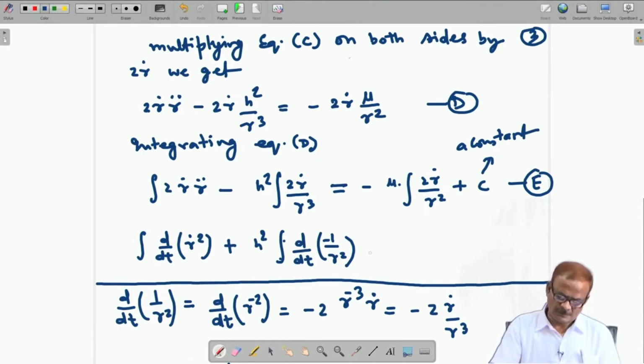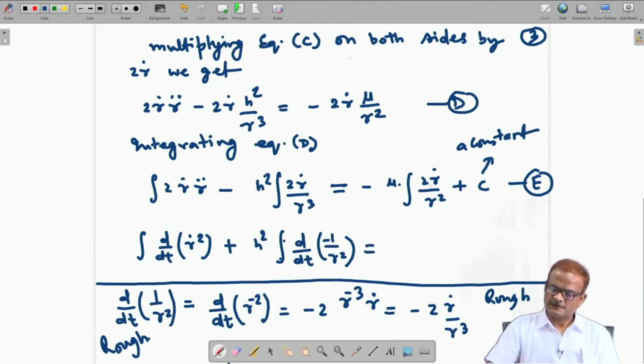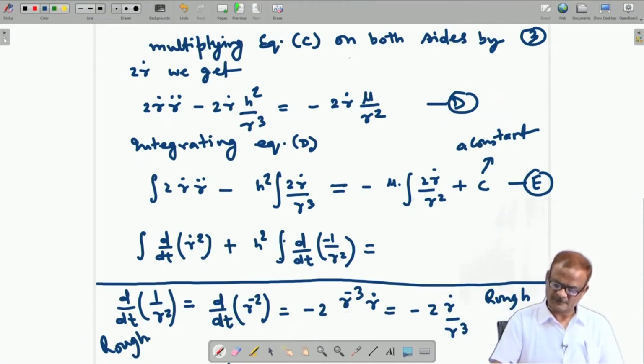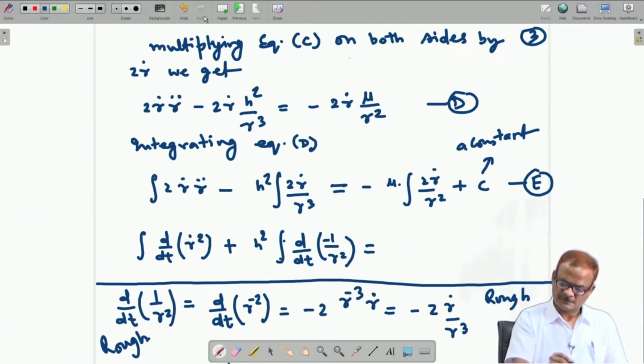And on the right hand side, this is rough work. Again on this side, we have to look into what the result will be. For that we need to go to the next page and work it out, and then I will return back to this place. So, this is 2 r dot by r square.